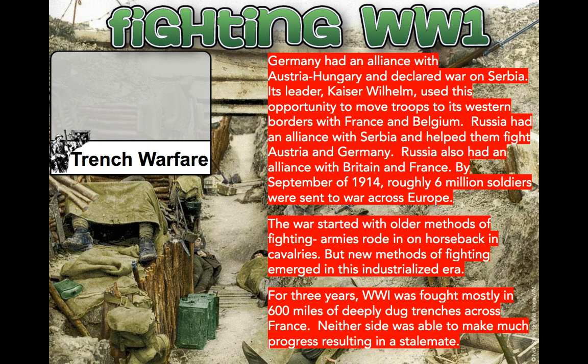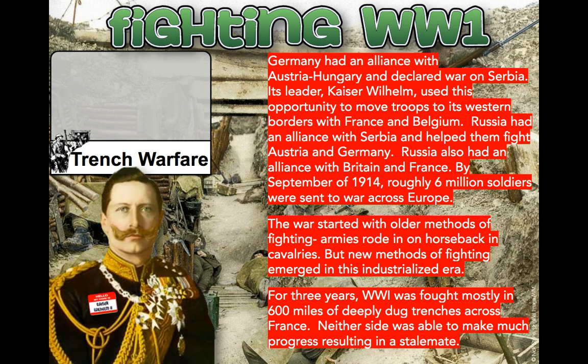Germany had an alliance with Austria-Hungary and declared war on Serbia. That was following the assassination of Franz Ferdinand. Germany's leader, Kaiser Wilhelm, used this opportunity to move troops to its western borders with France and Belgium. During this time, if you can remember back to our talk about alliances, France had an alliance with Russia.